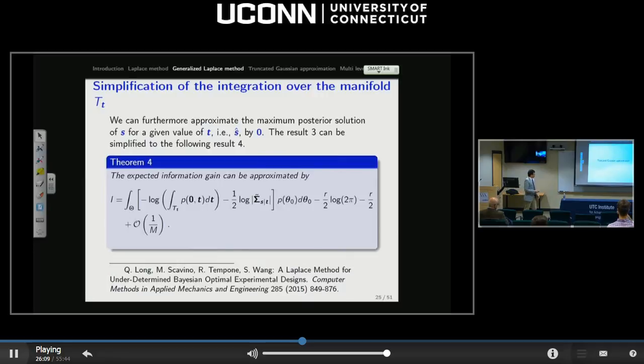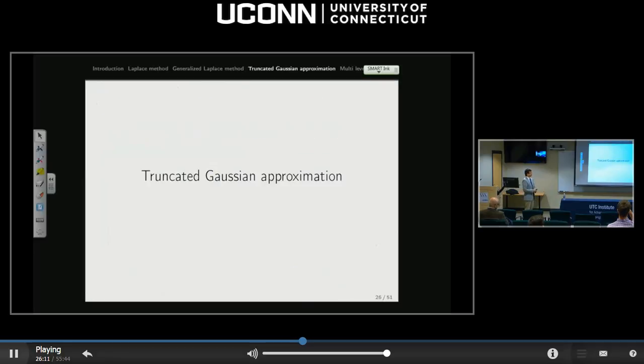And now it's the truncated Gaussian approximation. Imagine that your prior has a bounded domain. For example, in engineering, many people use uniform distribution as the prior, and in this case, you have a bounded domain. And for the Gaussian approximation, if the posterior is spread out, then using this Gaussian will not help you to approximate the posterior, right?